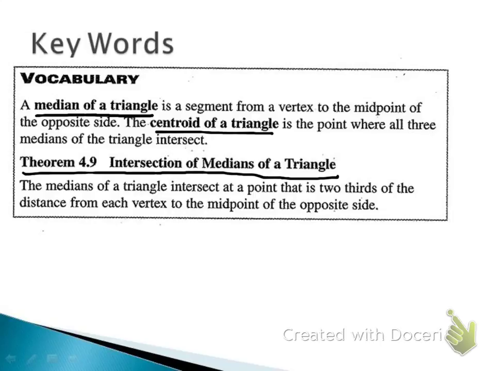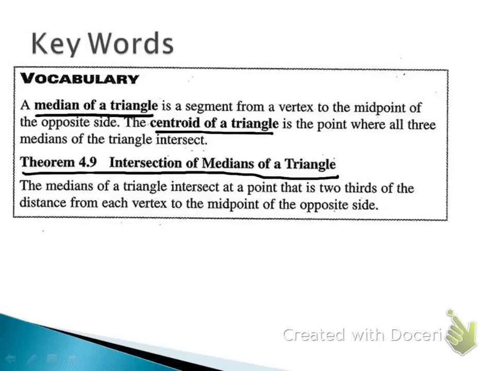Alright, so median of a triangle is a segment from a vertex to the midpoint of the opposite side. So on the next slide we'll look at some examples of what a median is, but the important thing to remember is the median starts at the vertex and then it goes to the opposite midpoint. Now each triangle we're going to look at actually will have 3 medians. All those medians meet at one point. That point is called the centroid of the triangle.